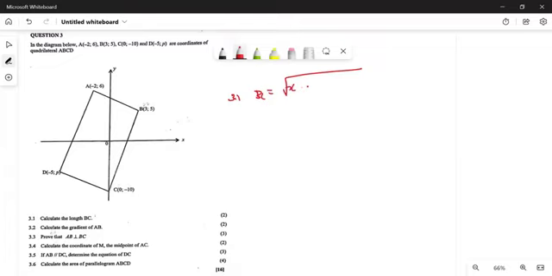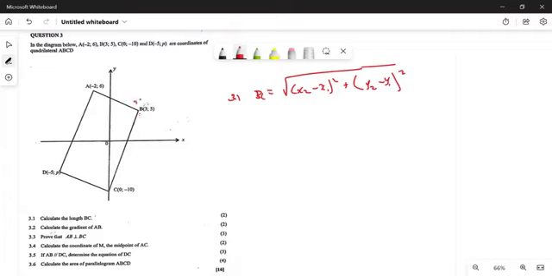And then it says x2 minus x1 all squared, plus y2 minus y1 all squared. Okay, which two coordinates are you going to use here? You're going to use B and C again. And then which one is going to be x1, which one is going to be x2?